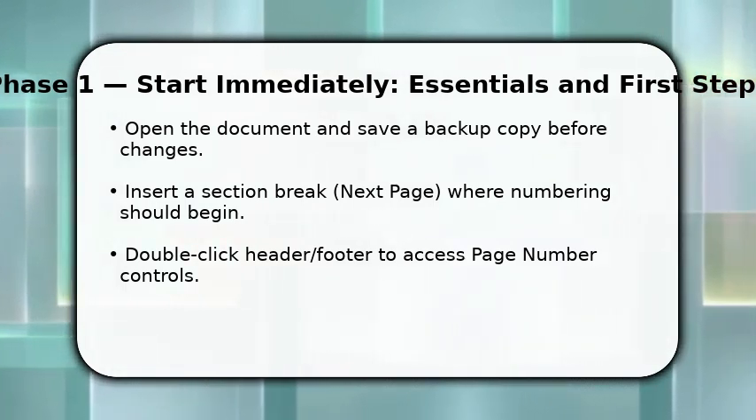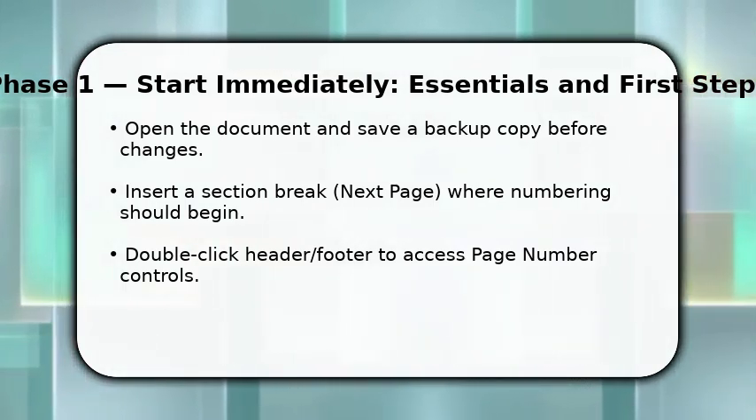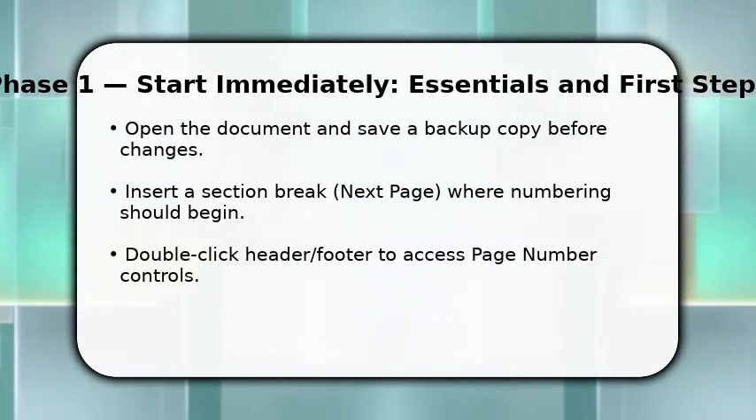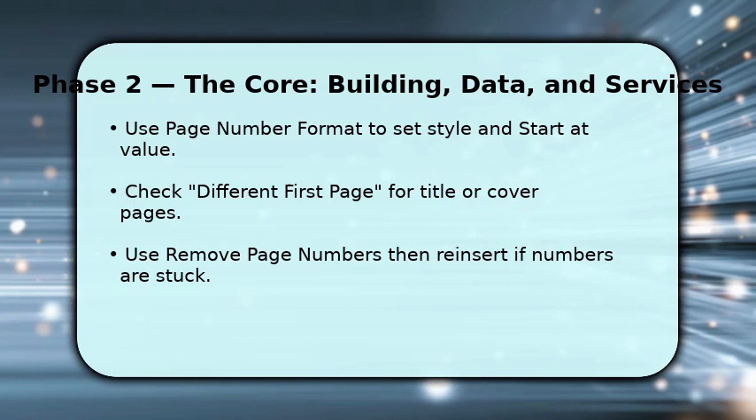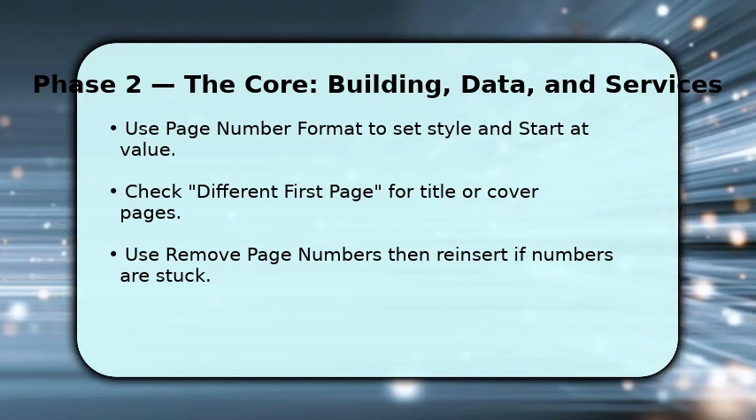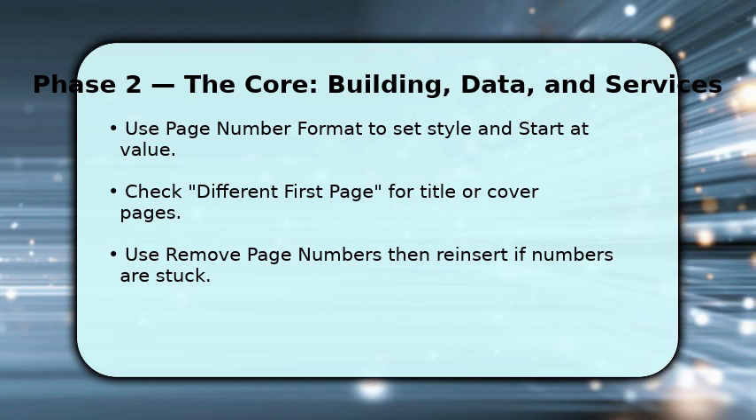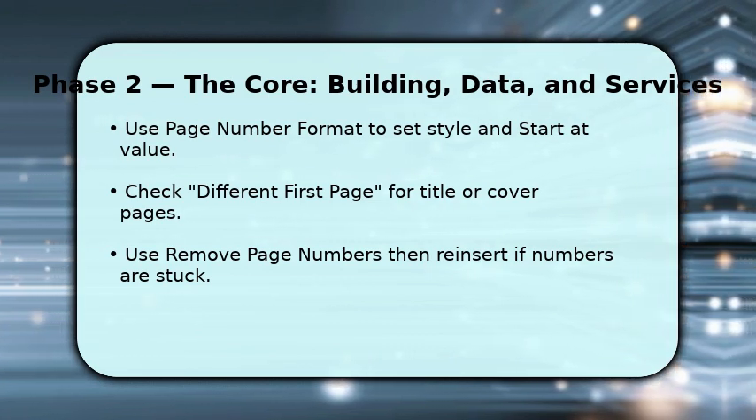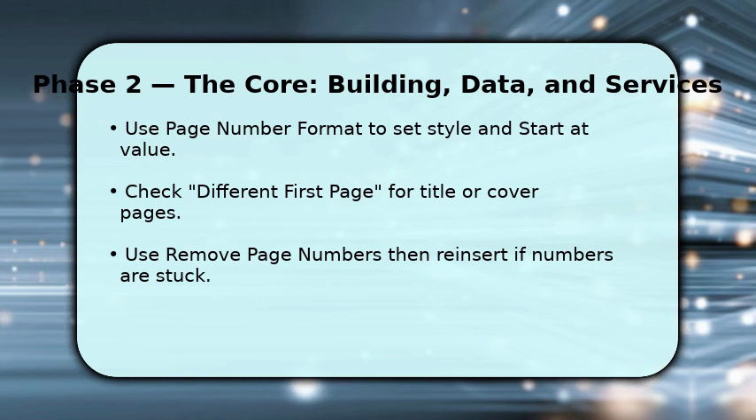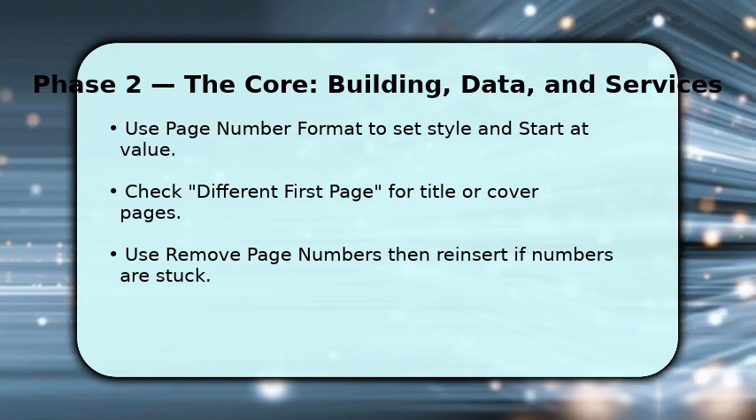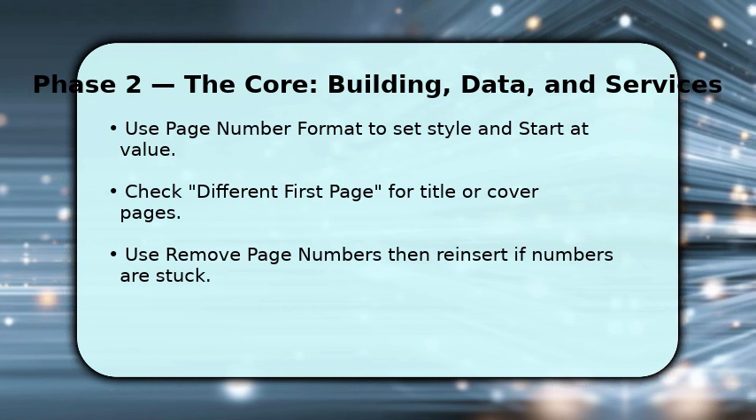Set numbering to start at 1 or continue, depending on your layout, and confirm the preview. Next, focus on formatting. Open page number format and pick Roman, Arabic, or custom numbering. Set Start at 1 if the new section should begin anew. If the first page should show no number, enable different first page in header and footer tools.